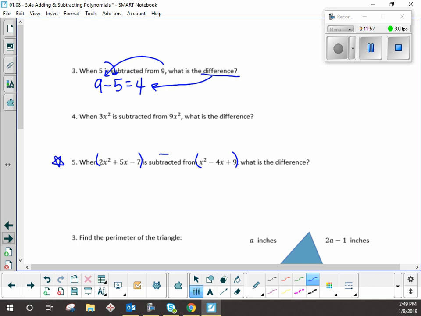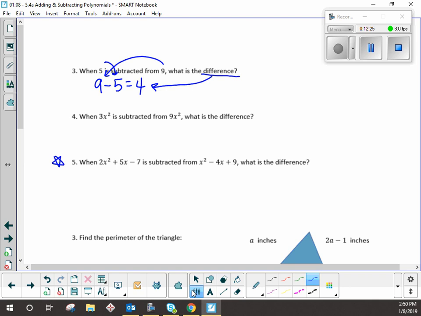Okay, but the reason why it's tricky is because our brain gets number 3 easily. Boom, 9 minus 5. But once you start throwing the variables in, we're like, whatever, just going to subtract them in that order, okay? So the subtracted from part throws stuff off. So working still up a little slowly to number 5. For number 3, we did 9 minus 5. Number 4, I'm subtracting 3x squared from 9x squared.